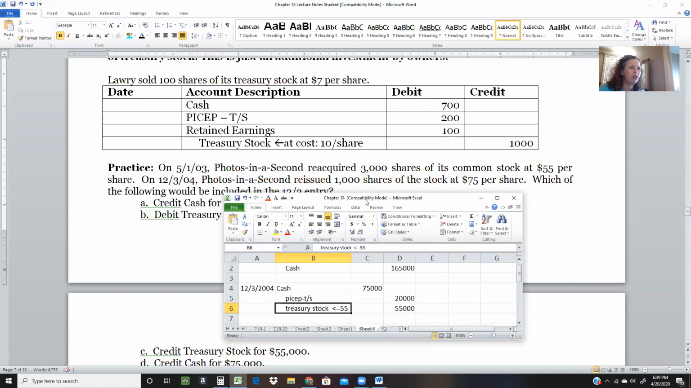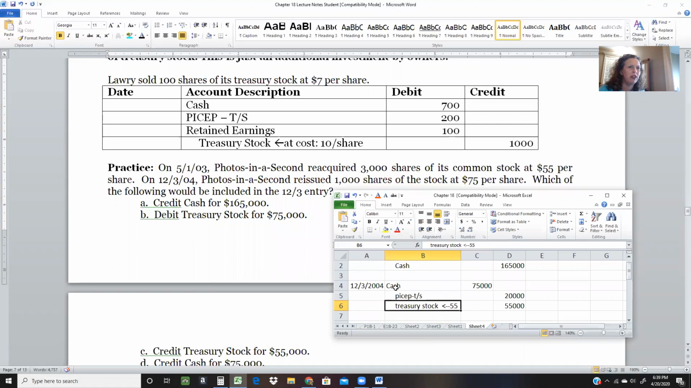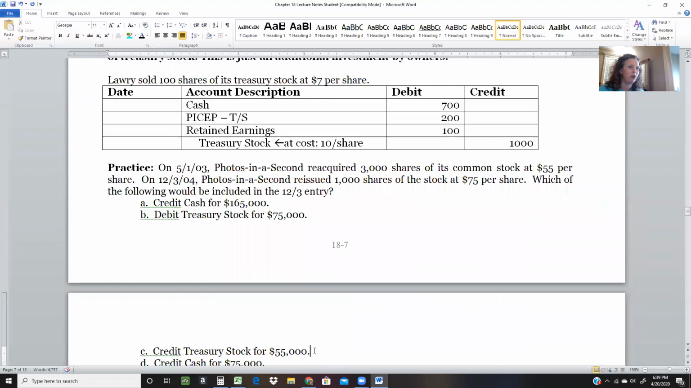So let's see what the question says. Which of the following would be included in the 12/3 entry? A credit to cash? No, we debited cash. A debit to treasury stock? No, we credited treasury stock. A credit to treasury stock for 55. Yeah, that's it. Letter C. Yep, so our answer here is letter C.